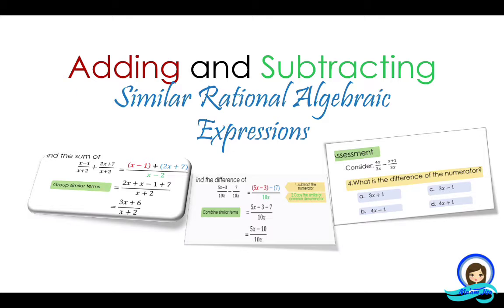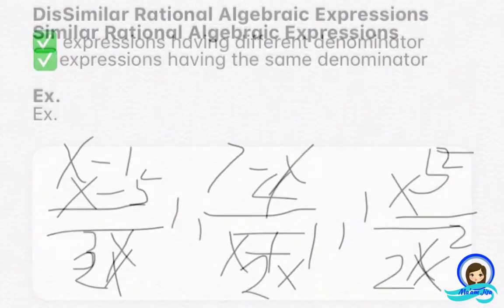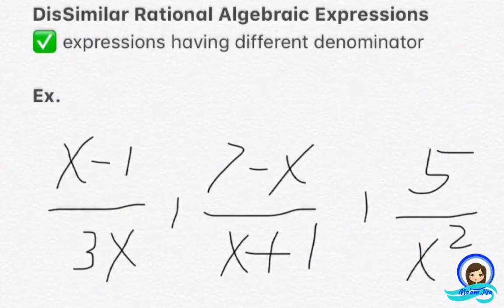Today you will learn about adding and subtracting similar rational algebraic expressions. When we say similar rational algebraic expressions, they possess the characteristic of a rational expression, and when we say it is similar, make sure that their denominator is the same. If in any case their denominator is different, they are called dissimilar rational algebraic expressions.